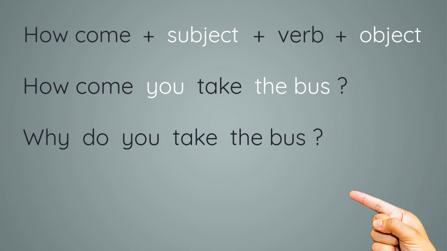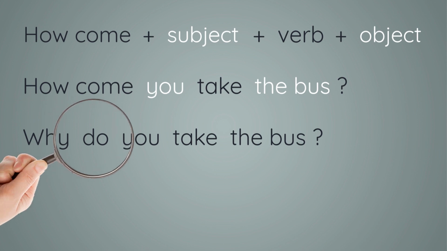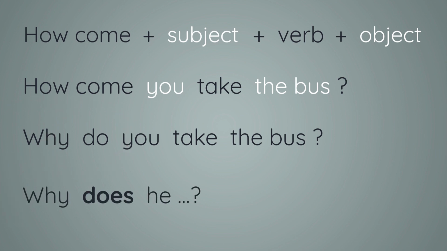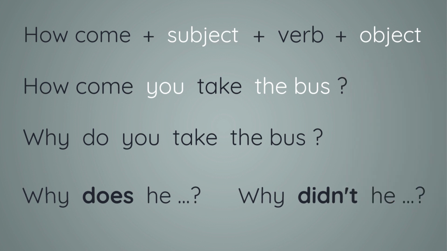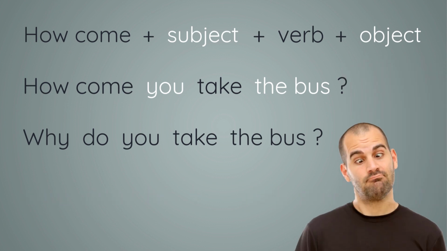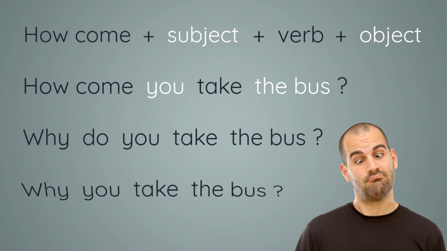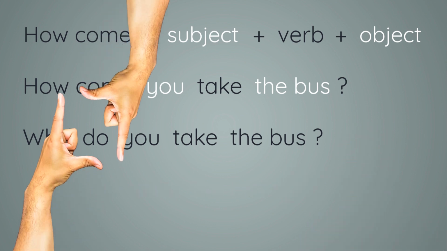If you look here, why do you take the bus? You have this word here, do. In other sentences, we say, why does he? Or why didn't he? But there's always something. Do, does, did, didn't. Here with why. And a lot of students forget to put this here. A lot of students will say, why you take the bus. But this is not correct English. For why, we always need something here.